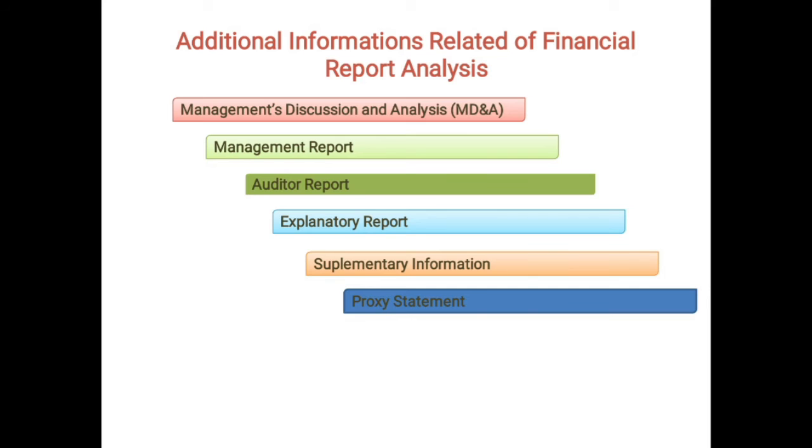And then supplementary information. Supplementary information includes supplemental schedules to the financial statement notes, including information on business segment data, export sales, marketable securities, valuation accounts, etc. And the last additional information is the proxy statement. A proxy statement contains information necessary for shareholders in voting on matters for which the proxy is solicited.